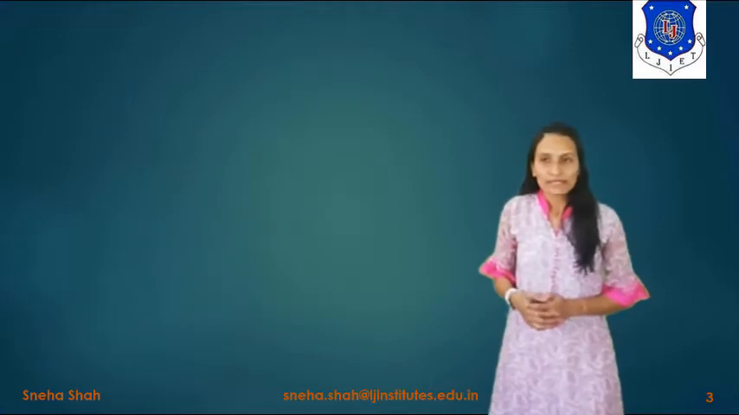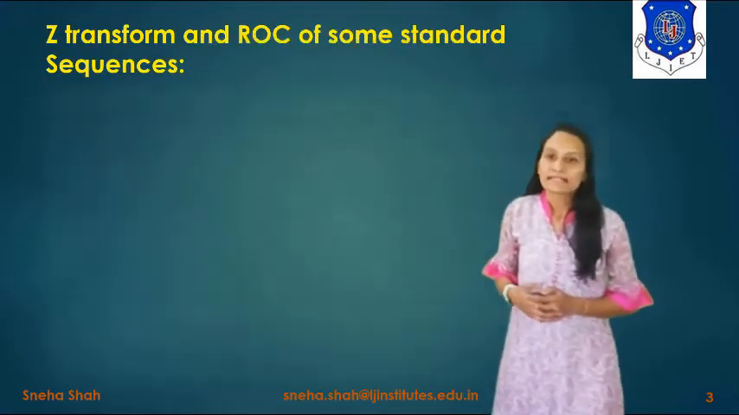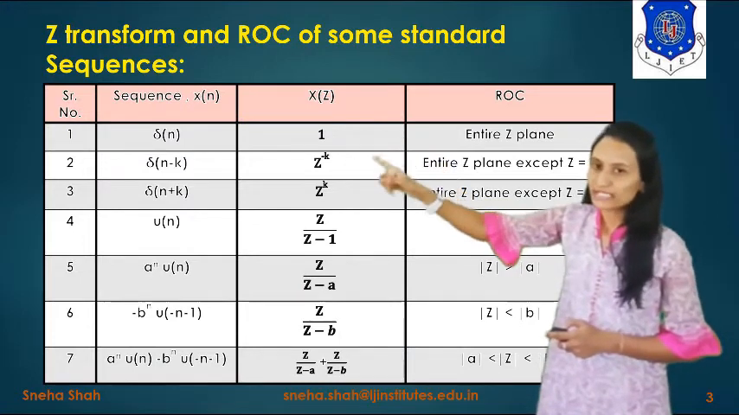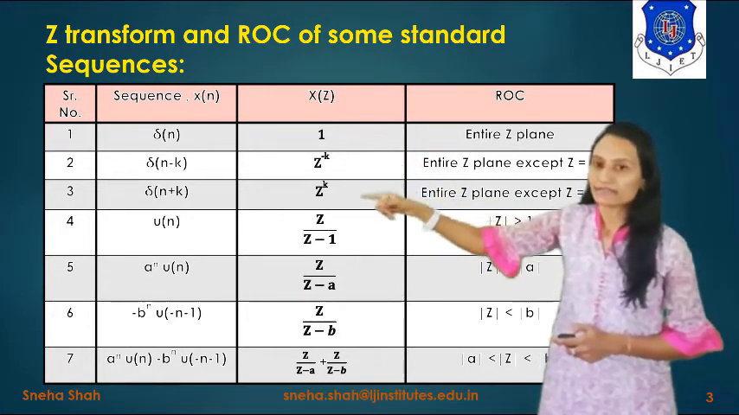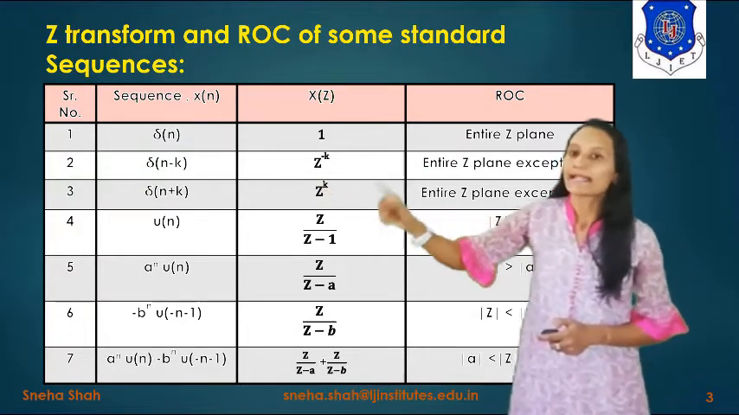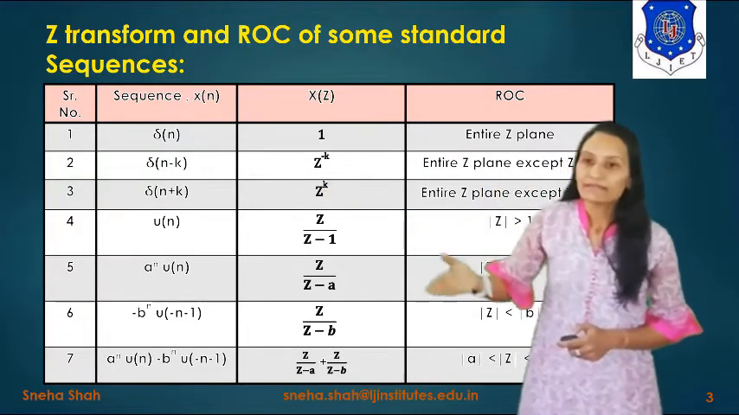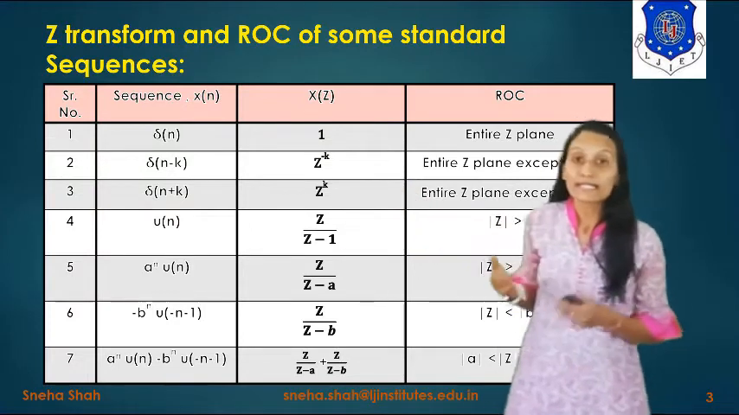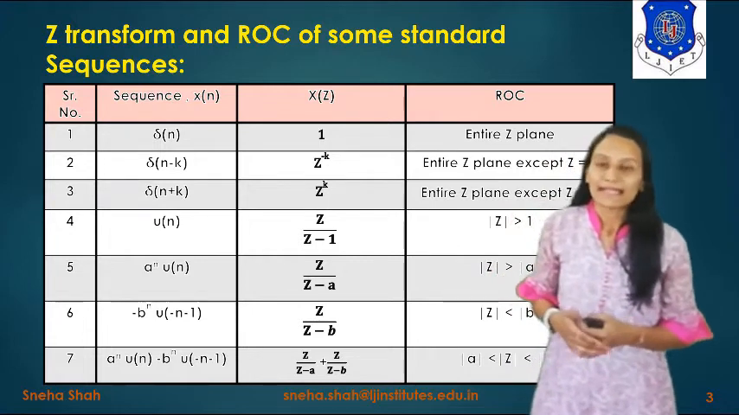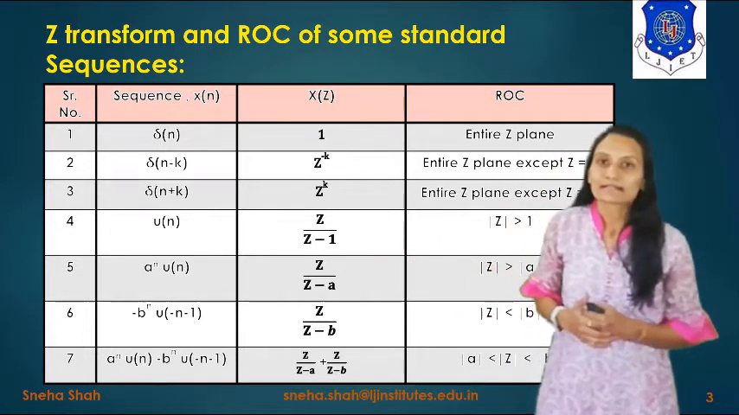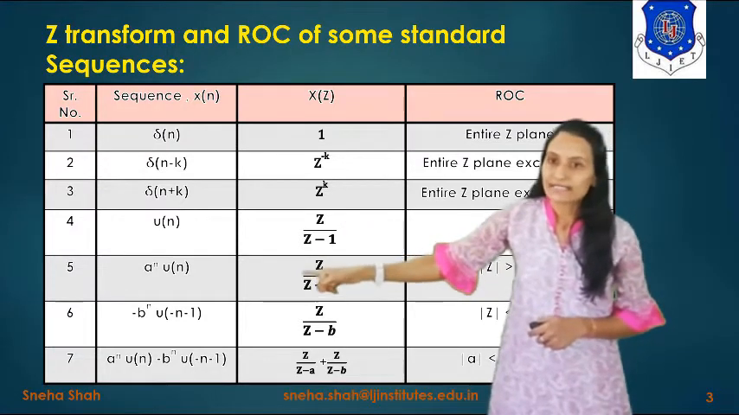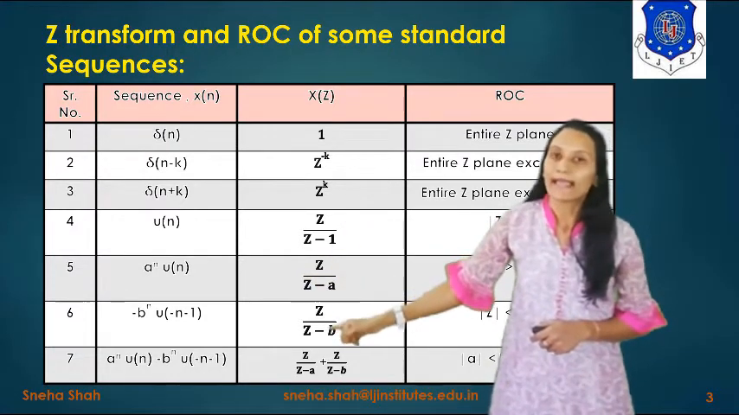Up to this point we have taken different standard Z transform sequences. The first one is delta of n, the unit impulse signal. Then we have taken the shifted unit impulse signals like delta of n minus k and delta of n plus k. Then we have taken u of n, the unit step signal. Then a raised to n u of n, then minus b raised to n u of minus n minus 1. This means the first one is the causal sequence and the second one is the anti-causal sequence.